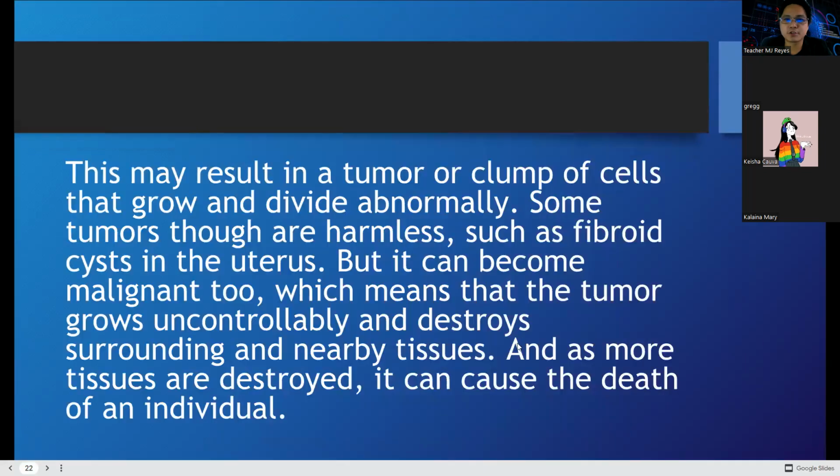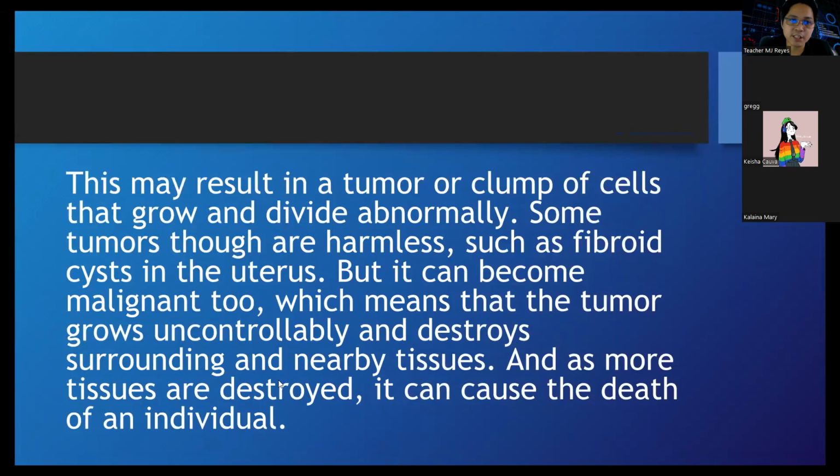This may result in tumor cells that grow and divide abnormally. Some tumors, though, are harmless or benign, such as fibroid cysts in the uterus, but they can become malignant too. Benign and malignant, what are these terms? When you say benign, it is mild. It cannot actually cause any harm, but it can become malignant. Malignant is harmful. It can harm an organism, which means that the tumor grows uncontrollably and destroys surrounding and nearby tissues. And as more tissues are destroyed, it can cause death of an individual or organism.